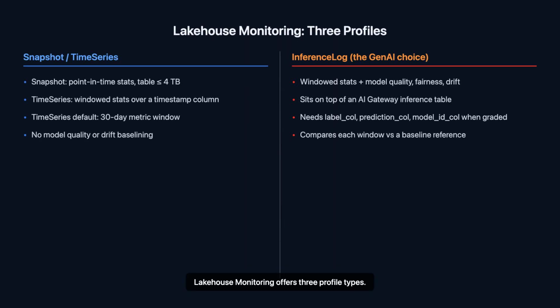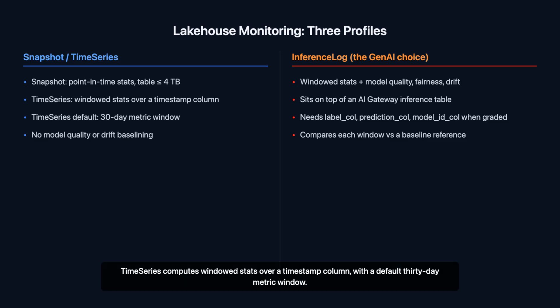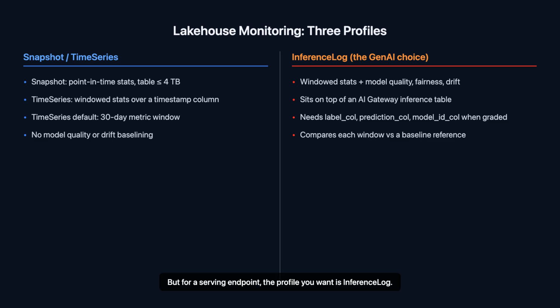Lakehouse monitoring offers 3 profile types. Snapshot computes point-in-time stats over a whole table, capped at 4 terabytes, no time windows, no drift. Time series computes windowed stats over a timestamp column, with a default 30-day metric window. But for a serving endpoint, the profile you want is inference log. That one adds model quality, fairness, and drift on top of windowed stats. It sits directly on top of an AI gateway inference table.